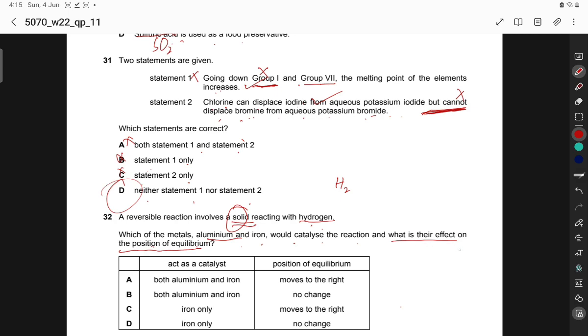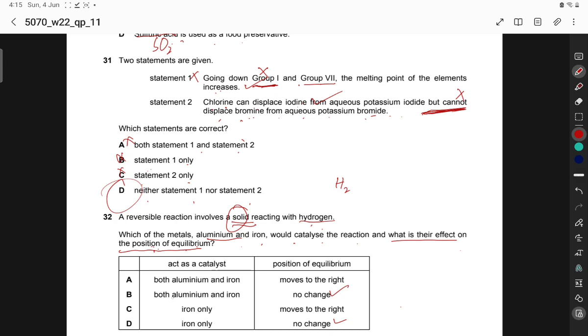Catalyst does not affect the position of equilibrium. So a catalyst does not change the position of equilibrium, so it has no effect on the position of equilibrium. So no change. So the answer is B or D.